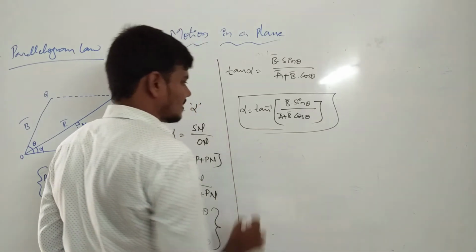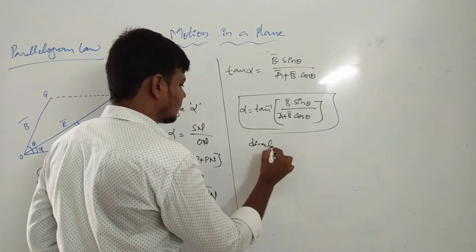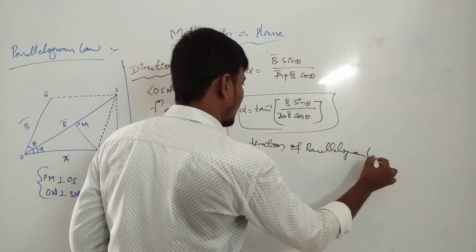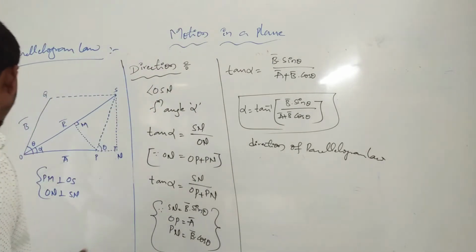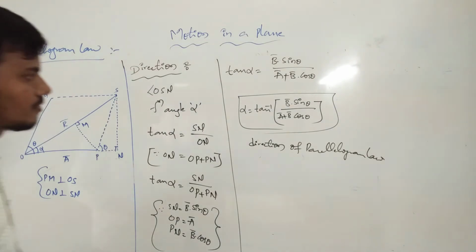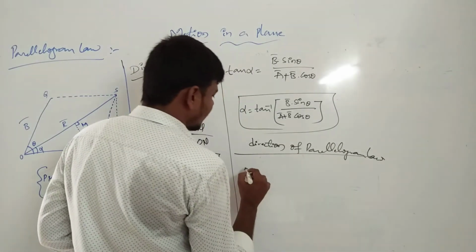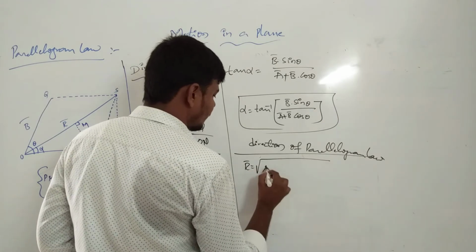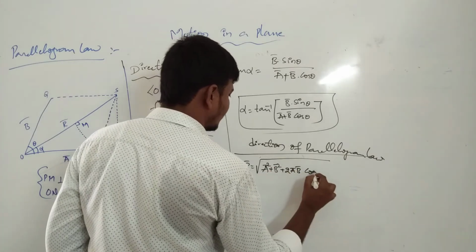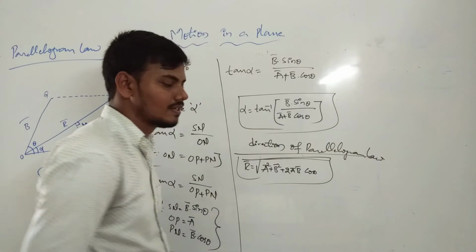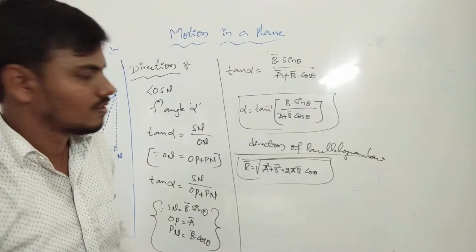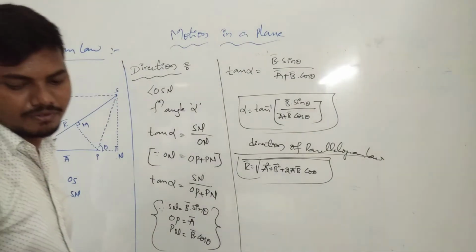Now this is the direction function. Which one? Direction of the parallelogram. Very important one. Previously we introduced the magnitude: R bar is equal to square root of A square plus B square plus 2AB cos theta. This is our magnitude. We are mainly using two things: first is the magnitude of the equation, second is the direction of the equation. Now this is the parallelogram, very important in our IP section.